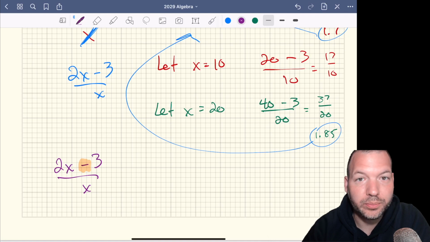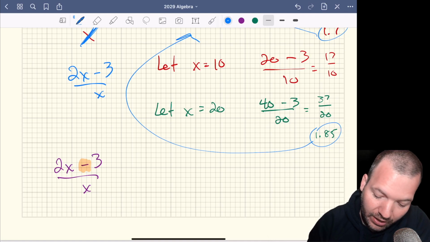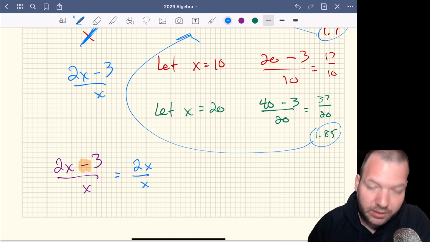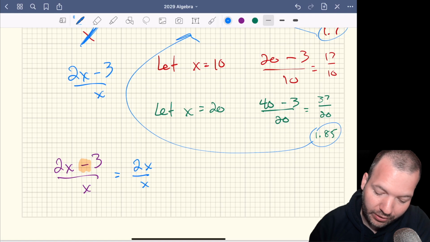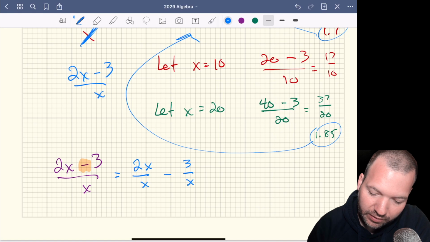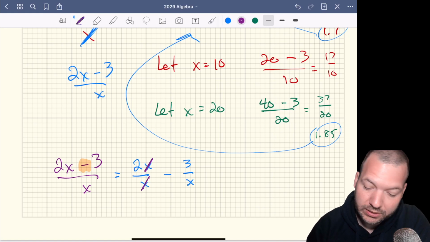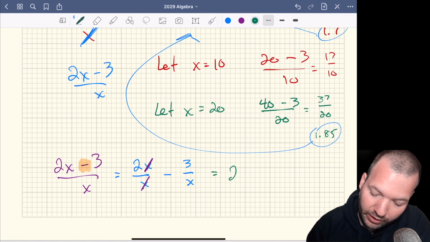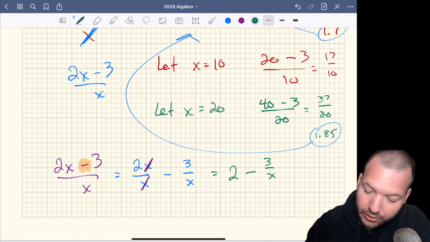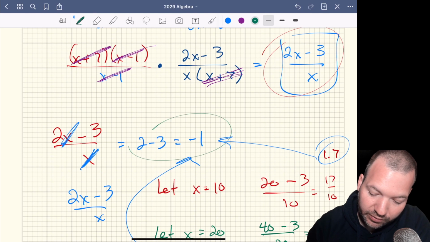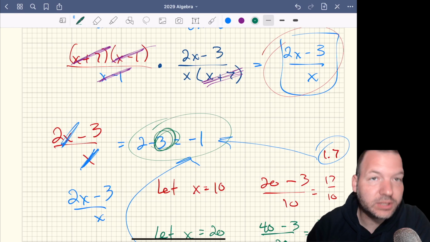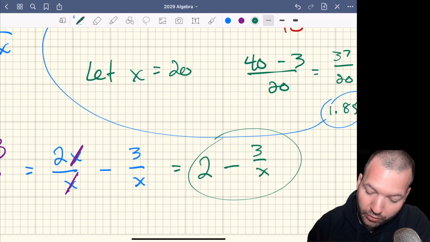What does that mean? Let's replace the word cancel with divide. If I actually think of this expression as division instead, I can essentially use the distributive property here. I can divide the x out of the 2x, and I can divide the x out of the 3. Now thinking about it this way, these x's do cancel now, and so that would leave me with a 2 minus a 3 over x. But notice the difference is it's not just -1 that's left over, because it wasn't just a 3, it's a 3 over x.